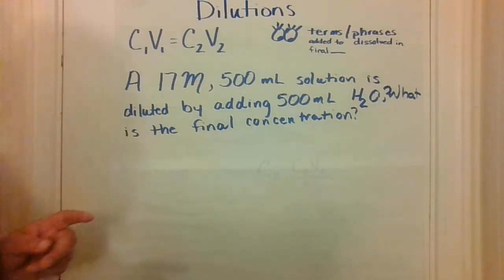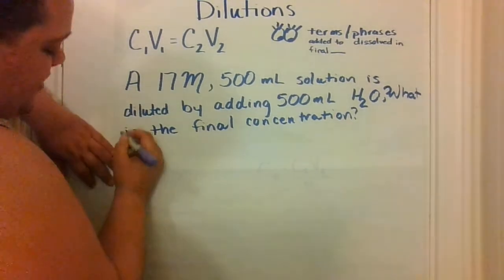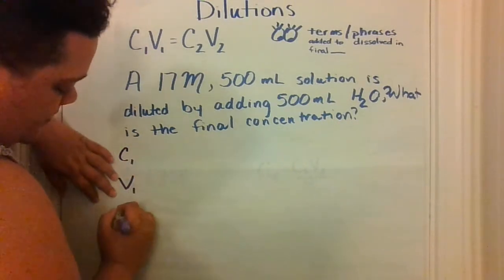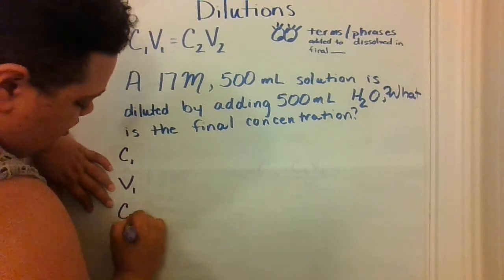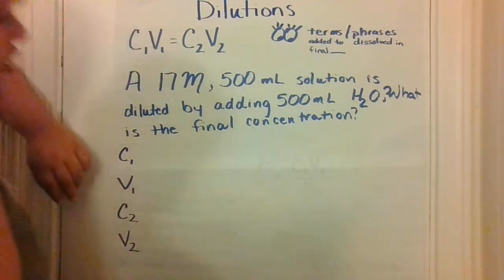Okay, so let's do our first problem here. A 17 molarity 500 mL solution is diluted by adding 500 mLs of water. What is the final concentration? So one of the first things you want to do here is list out your four different variables. So you know you'll be dealing with a C1, you'll be dealing with some type of V1, you'll be dealing with a C2, and you'll be dealing with some type of V2.